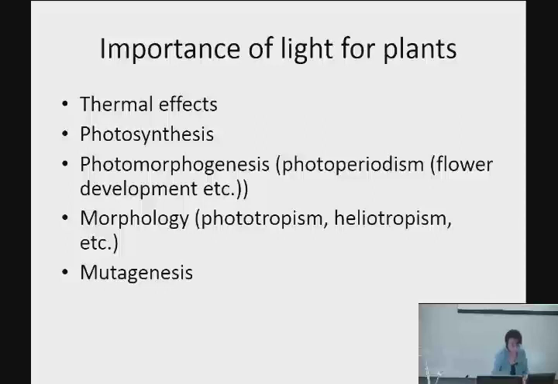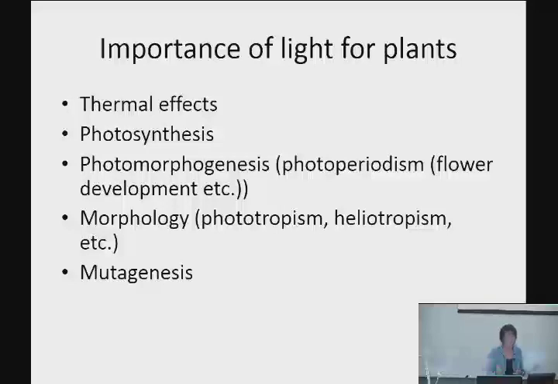Okay, so the importance of light for plants. This is a summary of what kind of effects and actions light would cause on plants. And number 1 is a thermal effect. It warms up the body of the plants, increasing temperature, right? The relationship between plant body temperature, radiation, and surrounding air temperature, we're going to learn in a different lecture talking about energy balance of the plant.